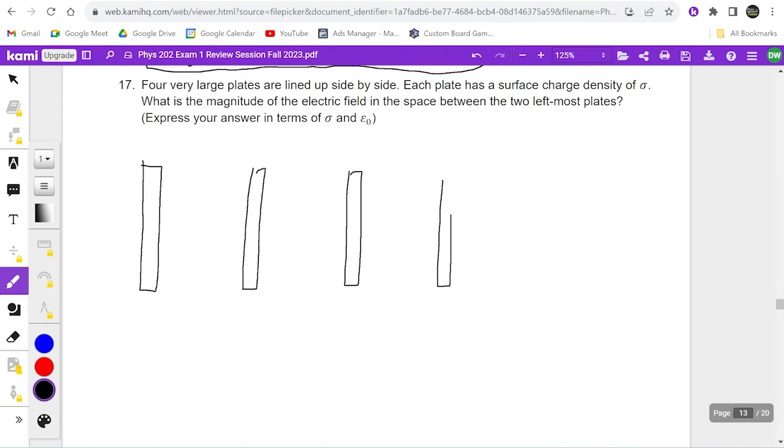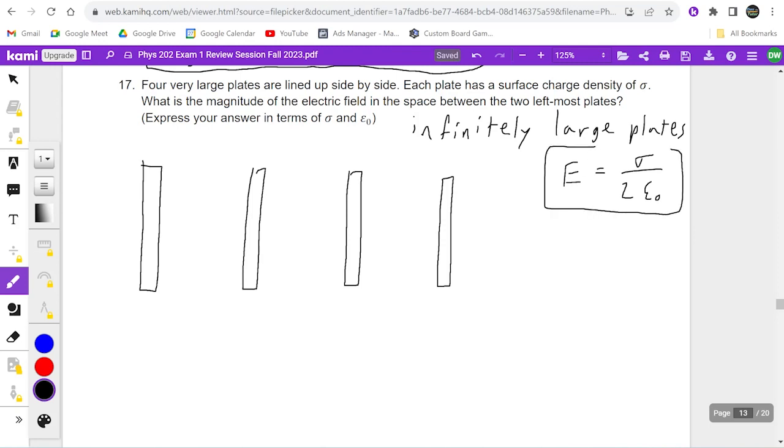So these are infinitely large plates. Why are they infinitely large? Because I said so. The question says very large plates, and as far as we're concerned, these are infinitely large. If that is the case, the electric field for infinitely large plates is sigma over 2 epsilon naught. If you do not have this memorized, and you see a question like this on the test, you're just screwed. Okay, there's nothing you can do.